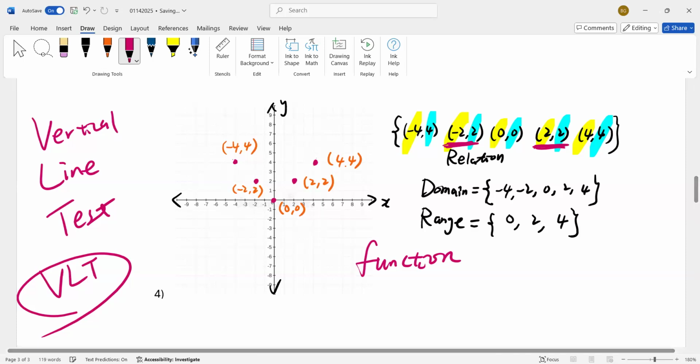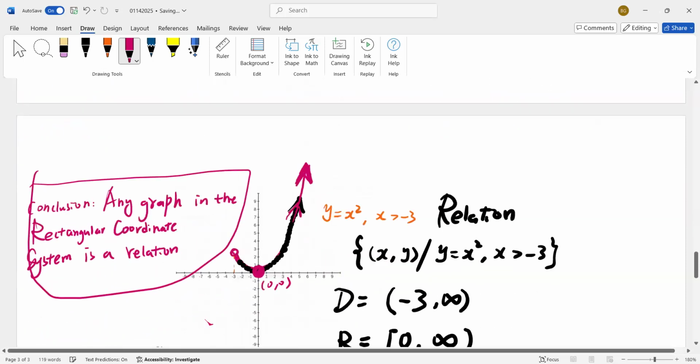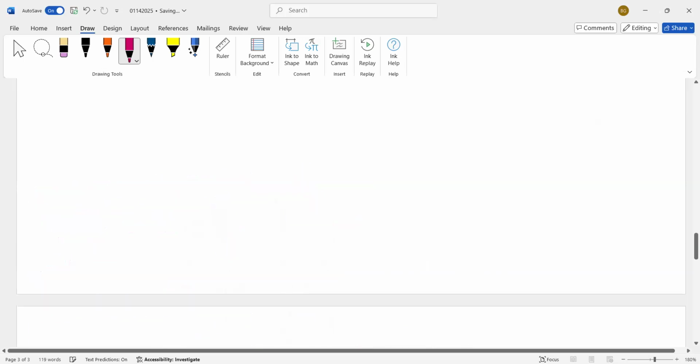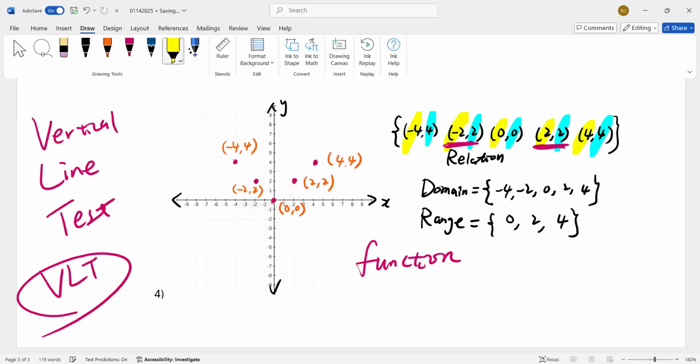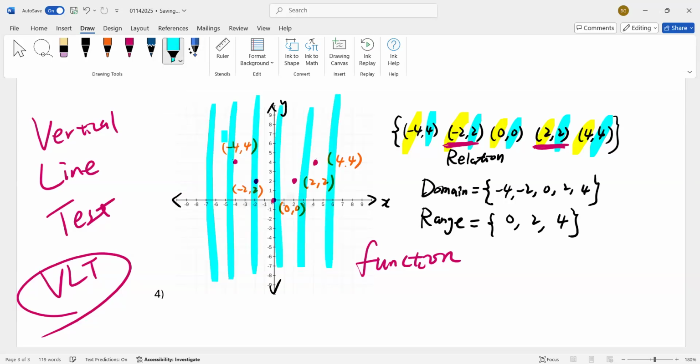We already agree any graph in a rectangular coordinate system is a relation, so we don't have to worry about that. But how do we know if it is a function? We use the vertical line test. If we randomly draw a vertical line and there's no vertical line passing the graph more than one time, then the graph passes the vertical line test. If the graph passes the vertical line test, the graph is a function.